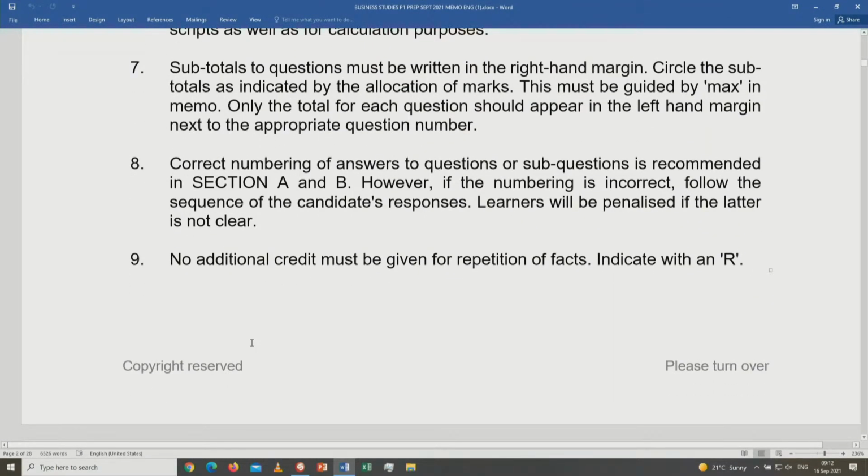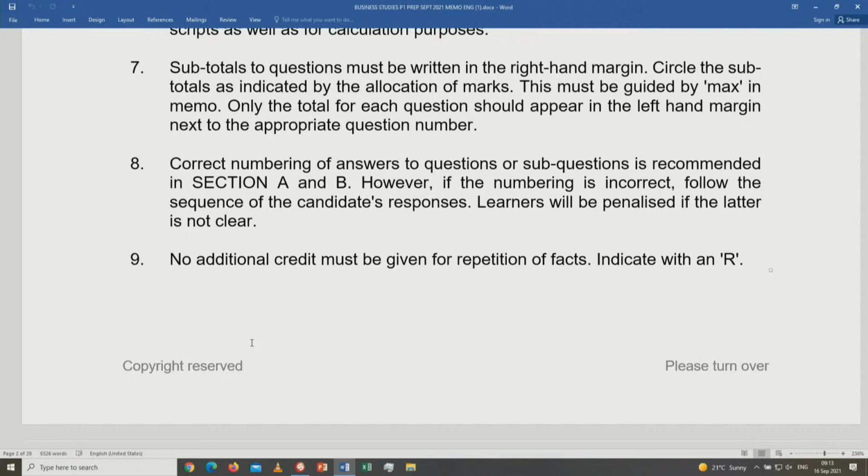Note number 8, correct numbering of answers to questions or sub-questions is recommended in section A and B. It is important to also sensitize your learners that they should use the numbering system that has been used in the question paper. Otherwise, they get penalized, but strict adherence to this has not actually been fully implemented. But your learners are encouraged to use the numbering system. Otherwise, they will be penalized. And here I'm referring now to the end of the year. So you start preparing them for the end of the year. Note number 8 is very, very important.